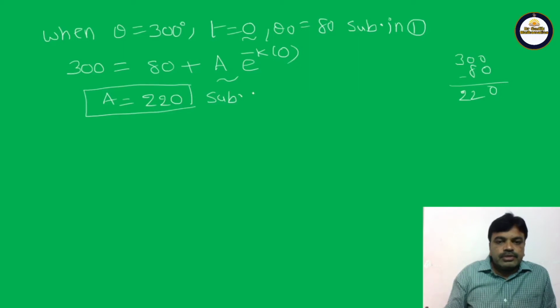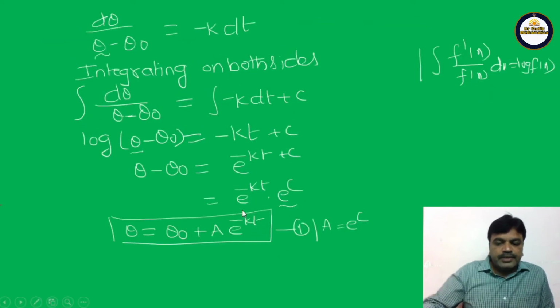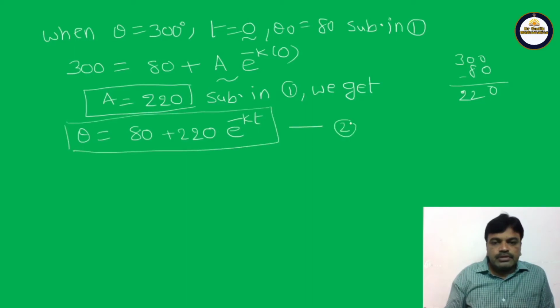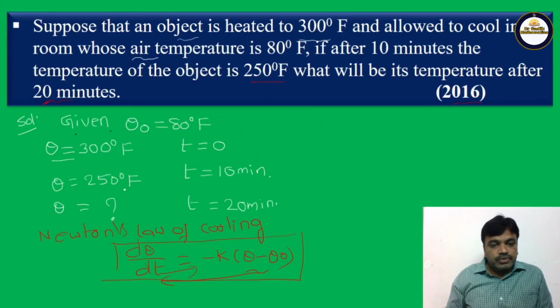Substituting in equation 1, we get θ equal to θ₀ value 80 plus A value 220 into e power −kt. Highlight this solution; this is equation 2, friends. Now what is the second condition, friends? θ is equal to 250 and t is equal to 10 minutes. 250, 10.